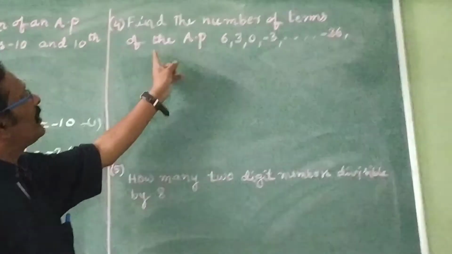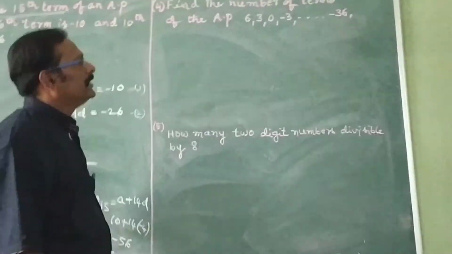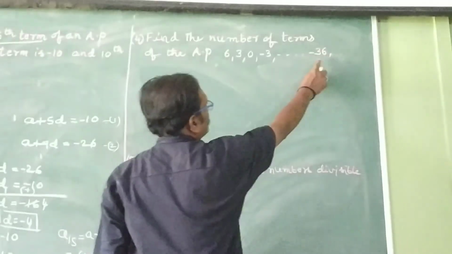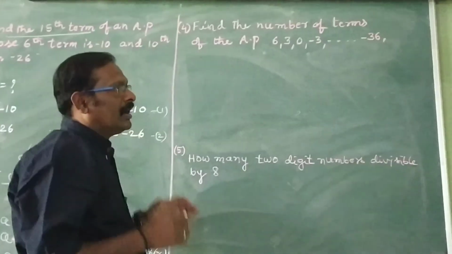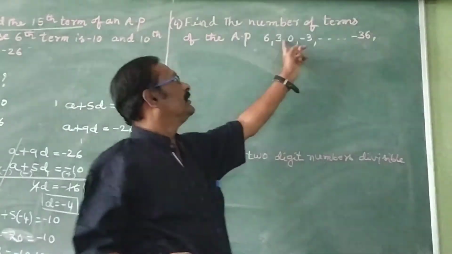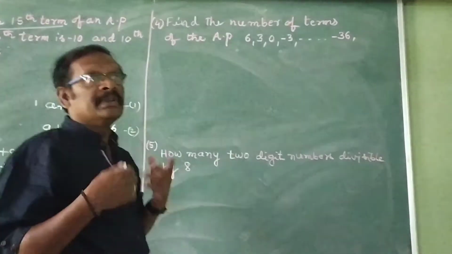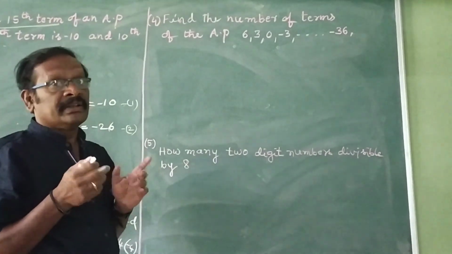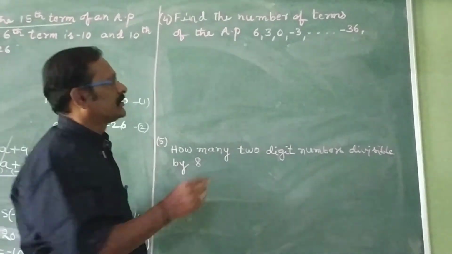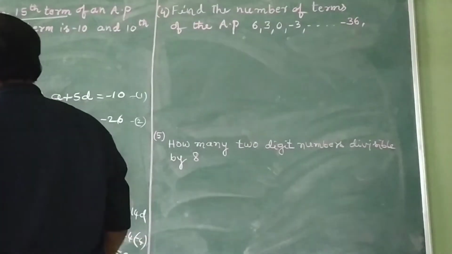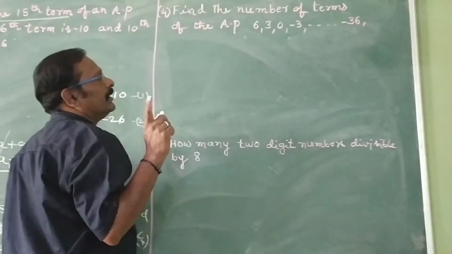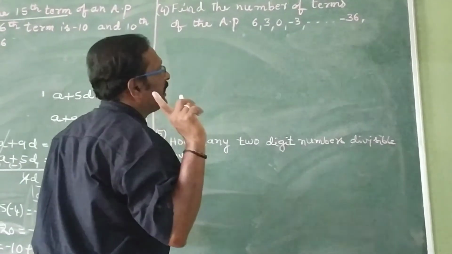Okay. Now find the number of terms of the AP. The AP is given, and the last term is minus 36. How many terms are there in this AP? How many terms means you have to find n. The last term is given. You follow the same method as in the previous problem, finding n.